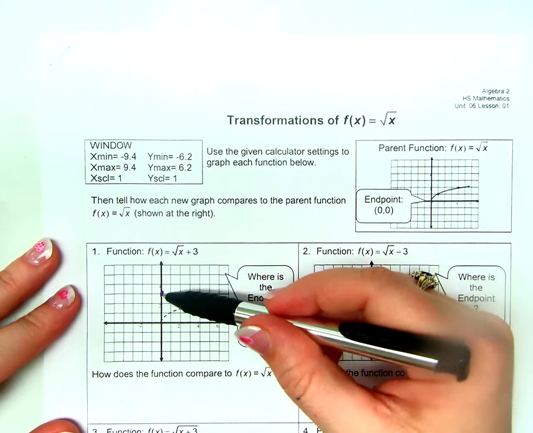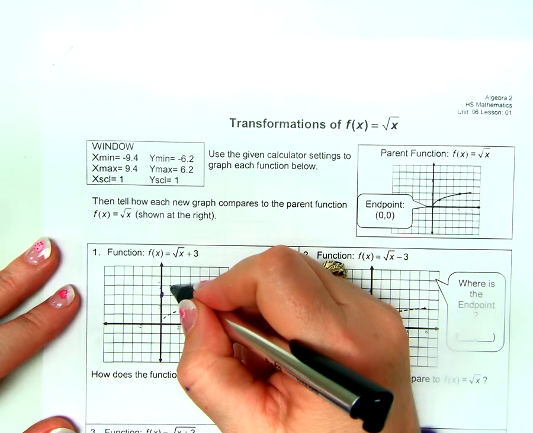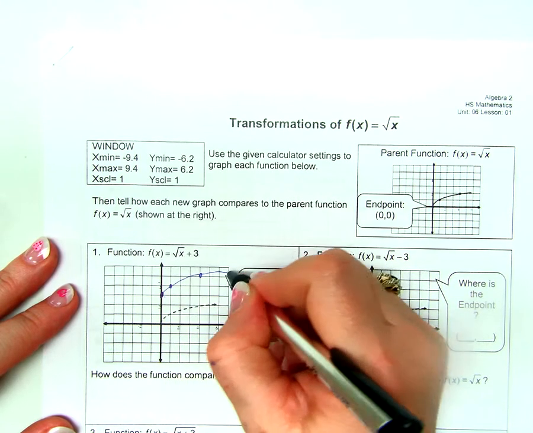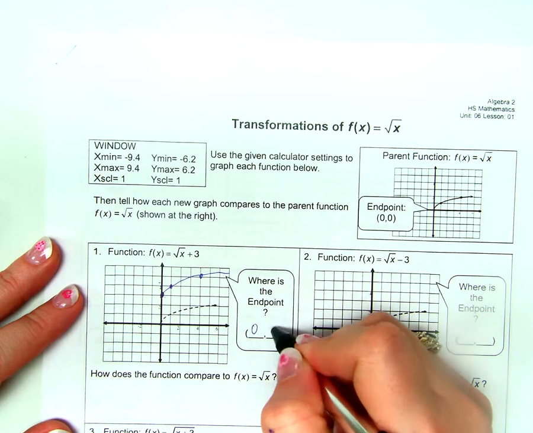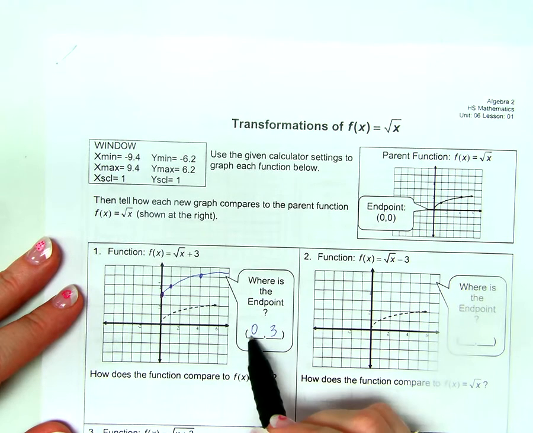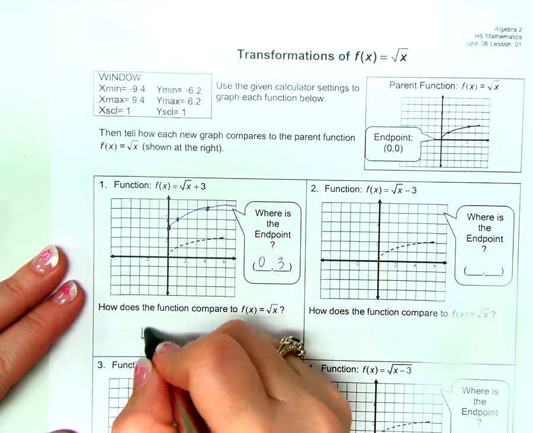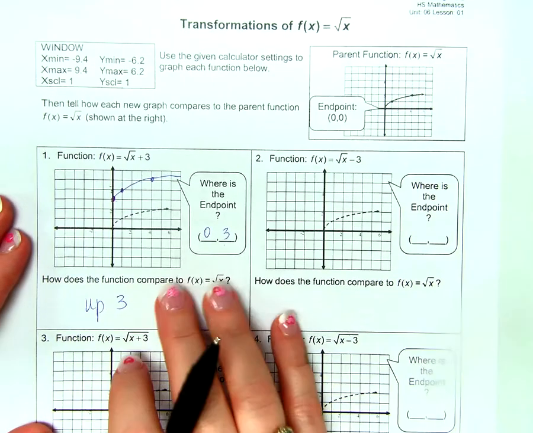Okay, so if we start here, if this is our endpoint, up 3, then we have to draw 1, 2, 3, 4. We have to draw our parent just shifted up 3. So our new endpoint is at 0, 3. We moved left and right none and up 3. So how does this compare to our parent function? We moved up 3. Okay, I know you know the correct vocabulary right now. We just need to get it written down.